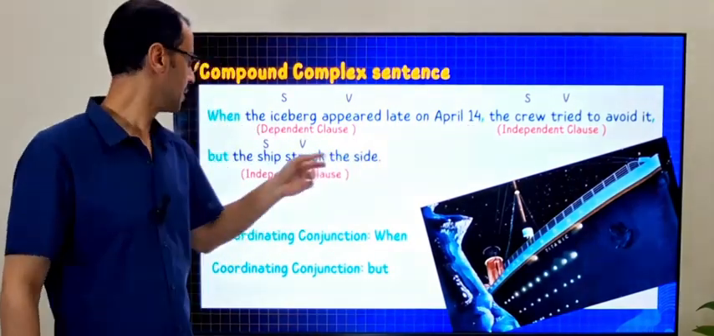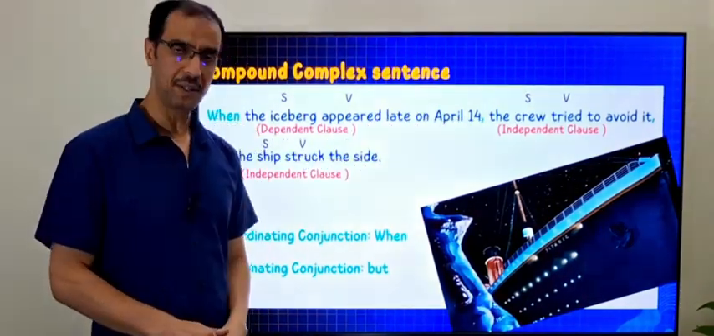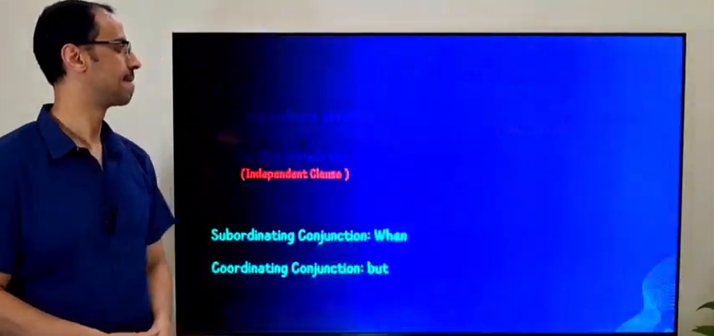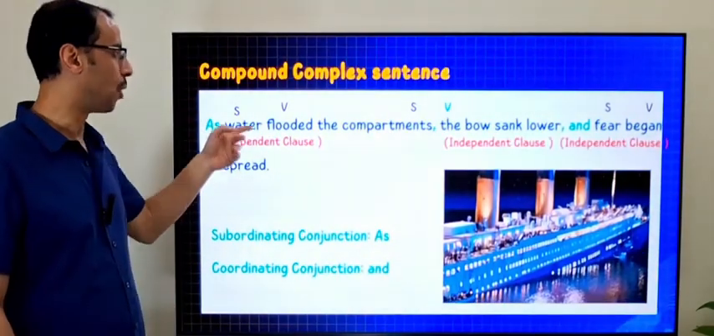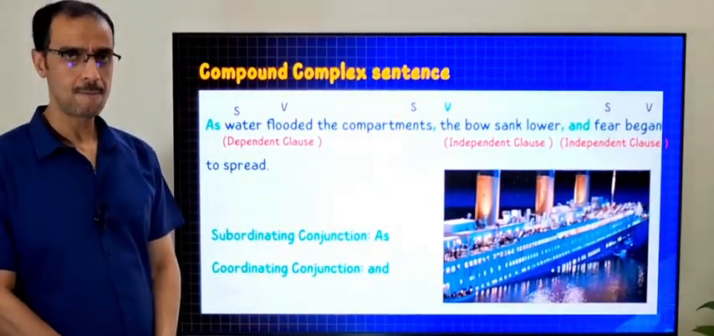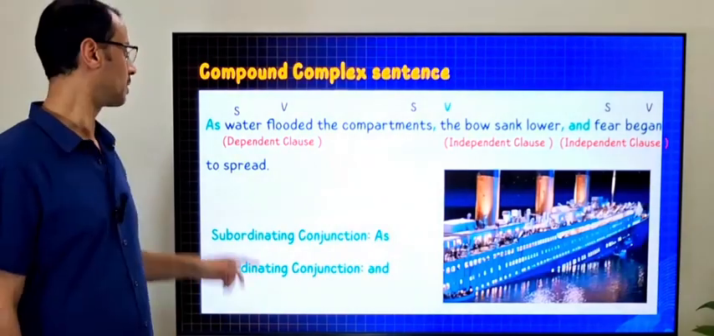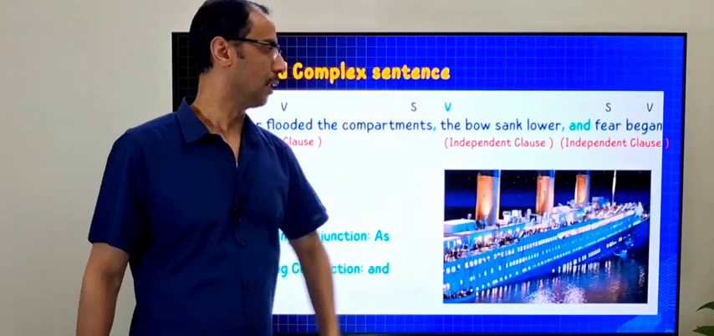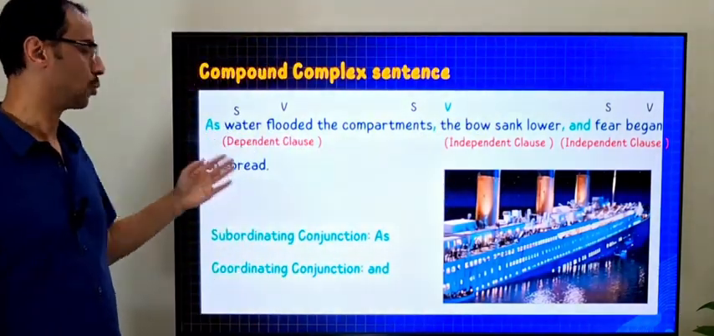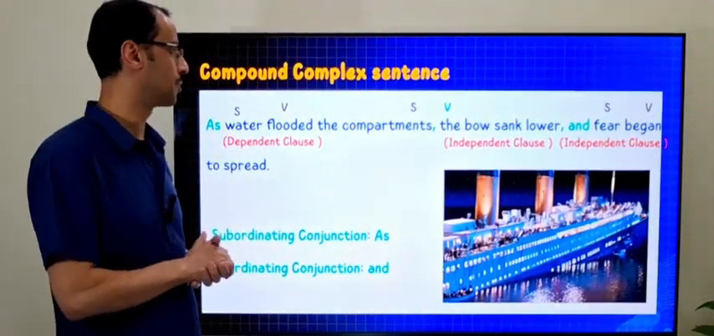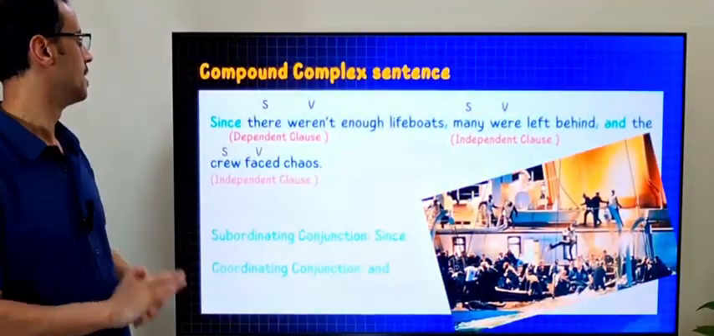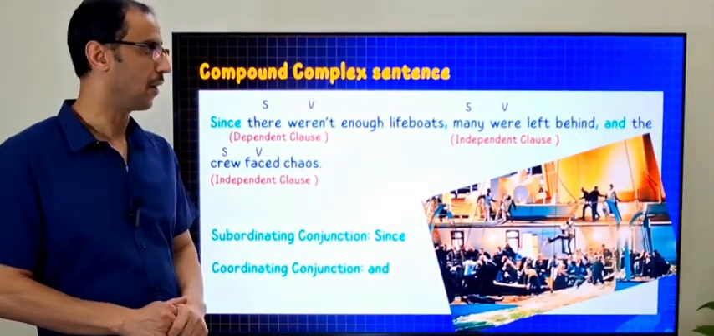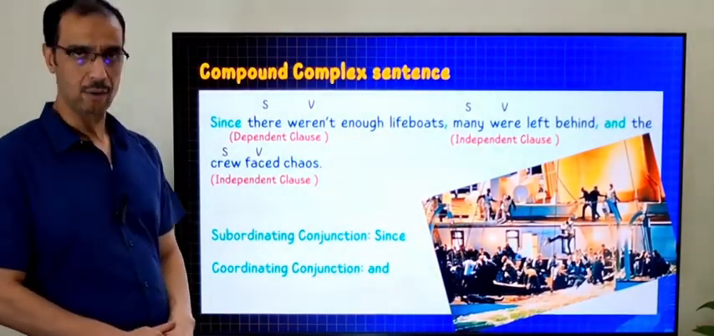Again, that's a compound sentence using but. The crew tried to avoid it, but the ship struck the side. As water flooded the compartments, that is a dependent clause starting with a subordinating conjunction. The bow sank lower and fear began to spread. More examples. Since there were not enough lifeboats, many were left behind, and the crew faced chaos.